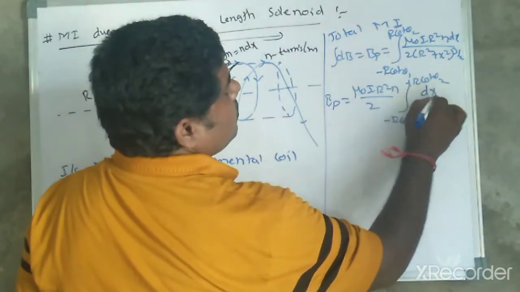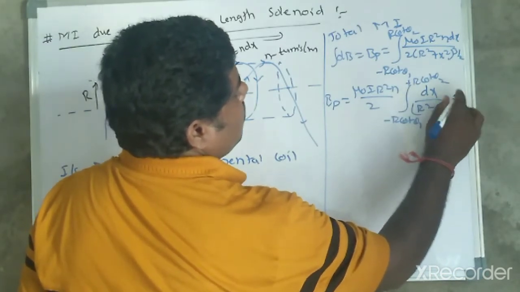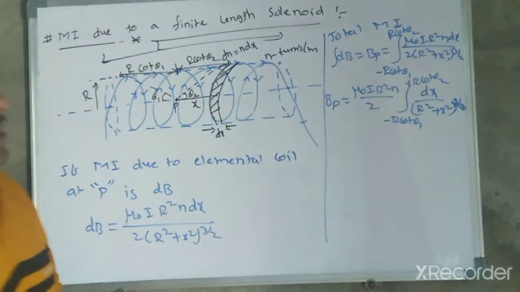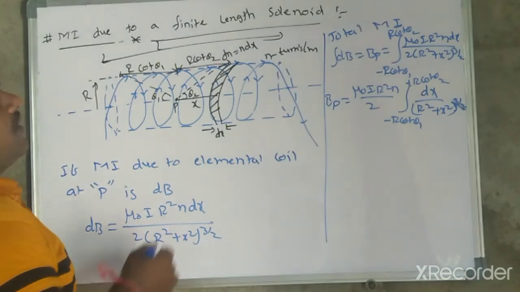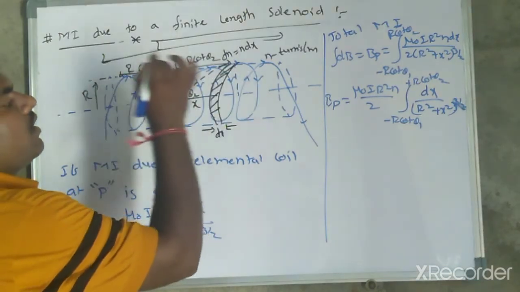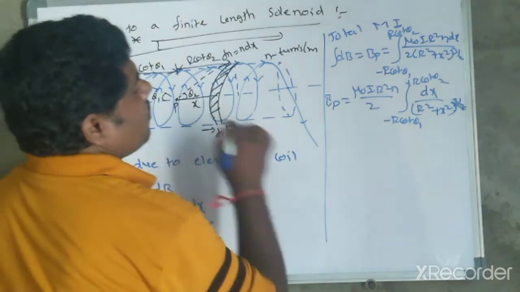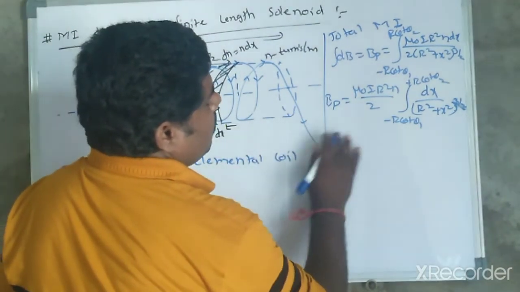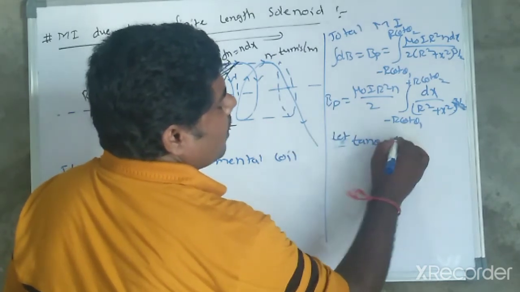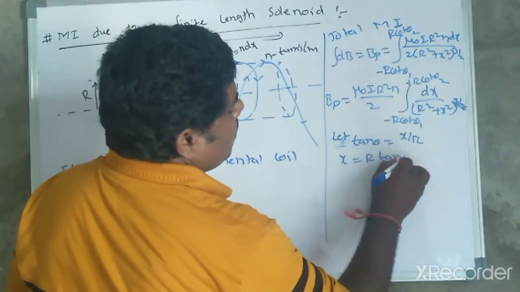So here we have the integral dx divided by (r square plus x square) whole power 3 by 2. This one is highly difficult to integrate. That's why let us consider the angle theta. This is r, and here the angle theta. Let tan theta be equal to x by r, from this diagram. From this, x is equal to r tan theta.